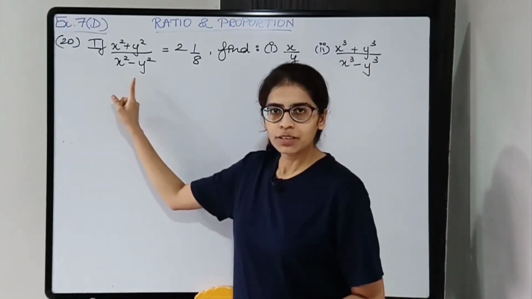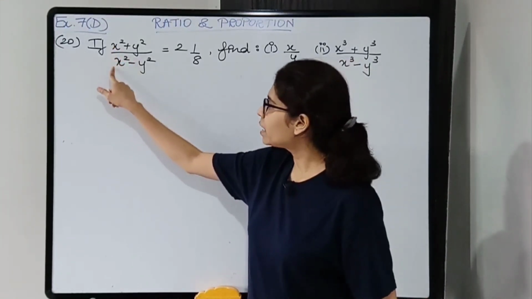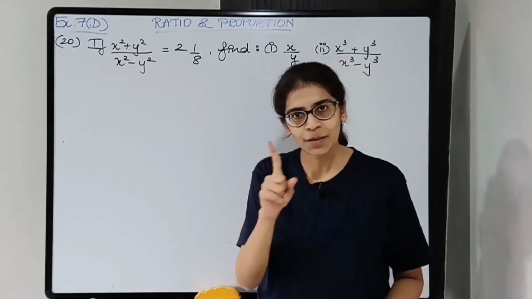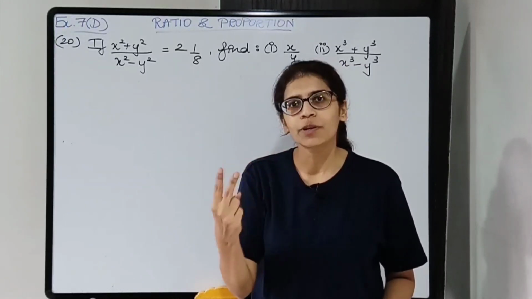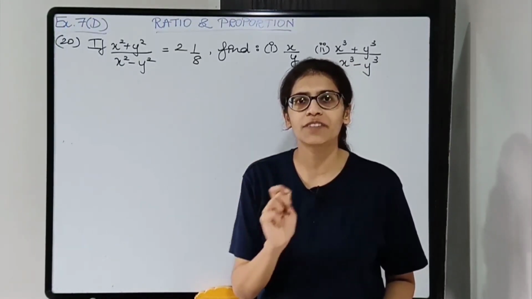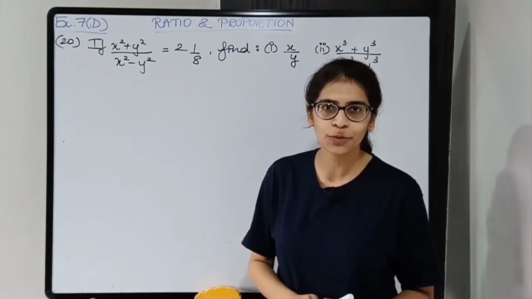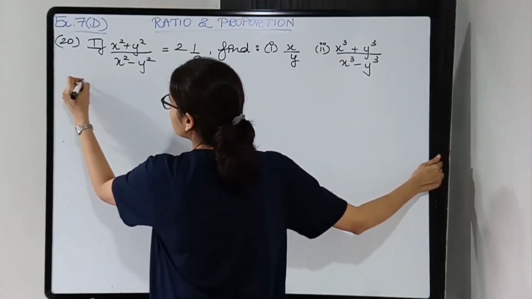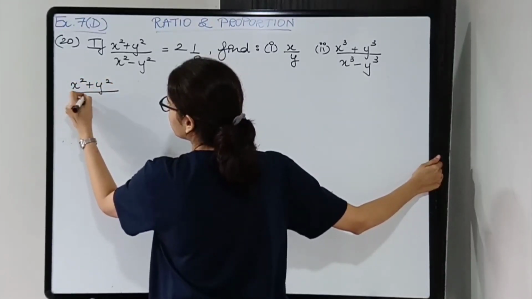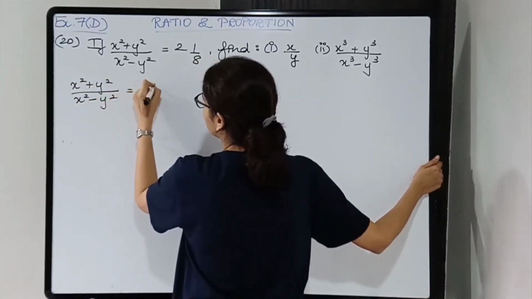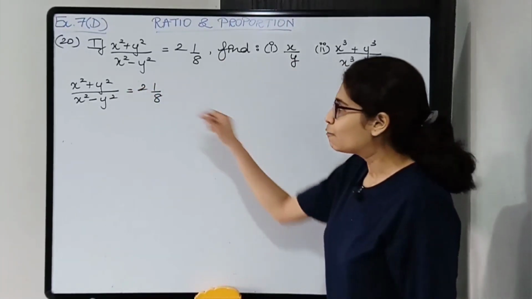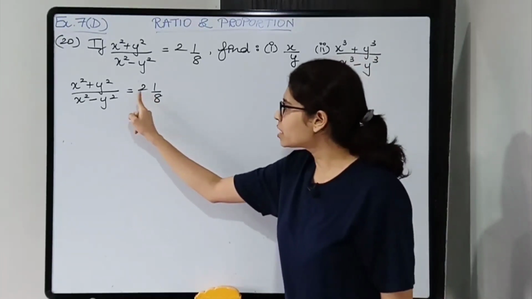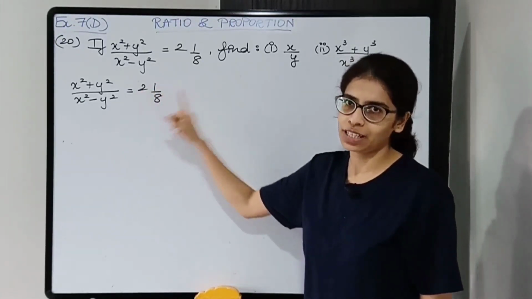Check the terms of the given information, x square, y square, and the signs between them are opposite. So you have same terms, opposite signs. Which property you can use? Componendo dividendo. So let's apply componendo dividendo. Okay, so this is the given information. First we'll convert this to proper fraction. This is mixed fraction form. So 8 2s are 16, 16 plus 1, 17 upon 8.